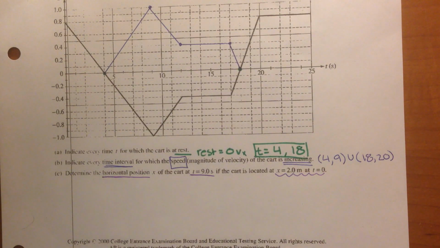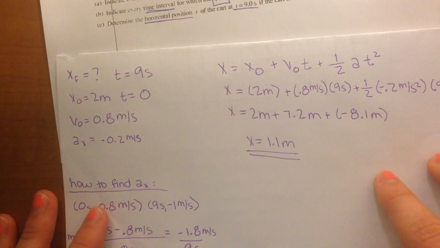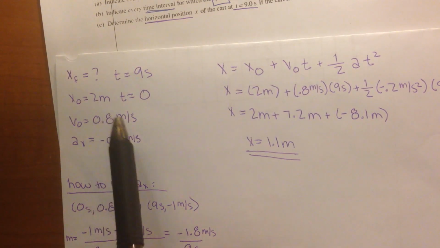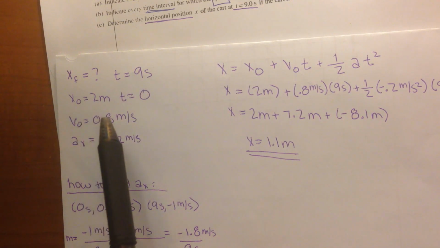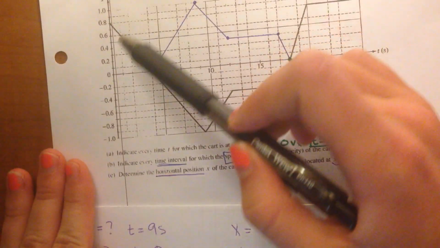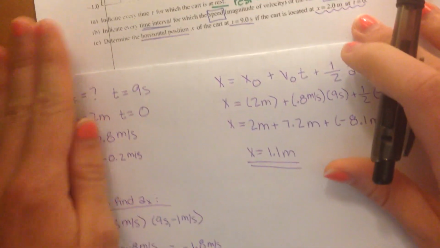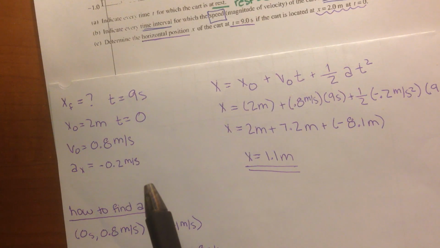So first we kind of have to look at what we have, so I moved on to another piece of paper here. We want to focus first on this part. We're trying to find our final position of x when our time is 9 seconds. We know that initially the position was 2 meters at 0 seconds. And we also know our initial velocity from the graph is 0.8 meters per second. And then we know our acceleration is negative 0.2 meters per second squared.